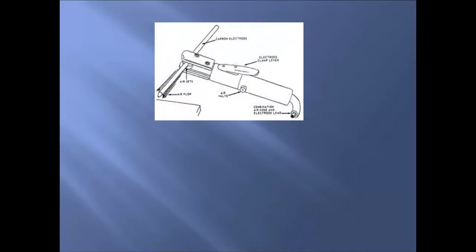Now, looking at a few more items that affect the stinger. Stick out. This is the amount of electrode that is sticking past the end of the stinger, and the rule of thumb is about 7 inches. Direction of travel will always be the way the air is blowing.